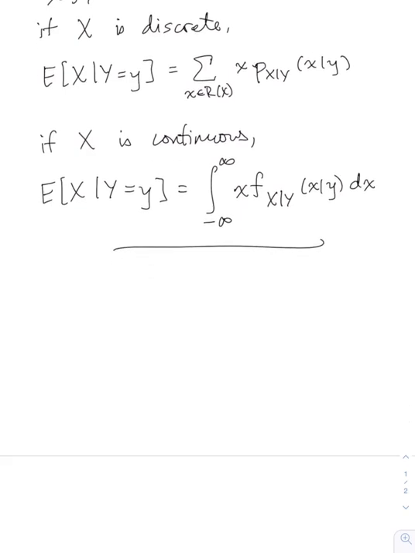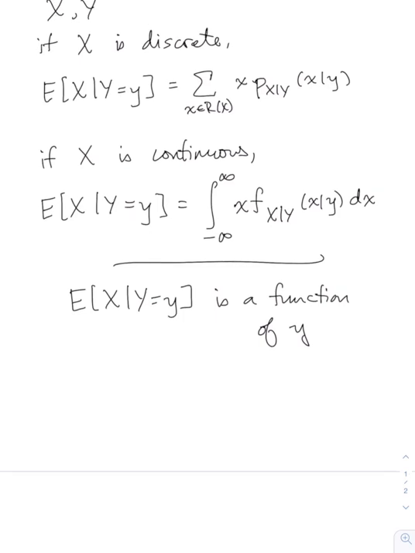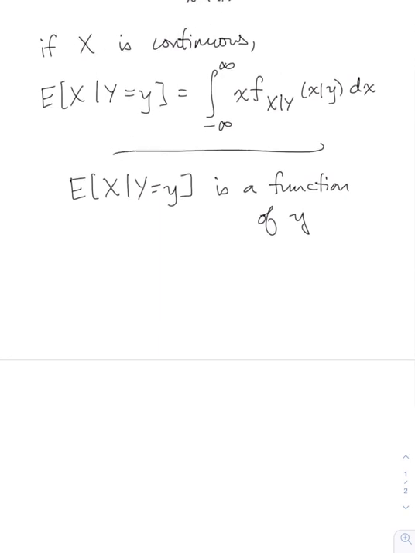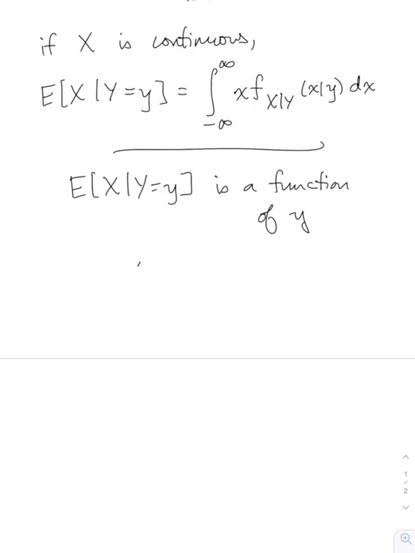Okay. Now, the expected value of x given y equals little y is a function of y. If you look back up in those definitions, in one case you sum out all the x's, the only thing left is a little y. In the other case you integrate out all the x's and all that's left is a little y. So when you're computing this thing, you're computing a function of little y. And we could give that function a name in particular examples, to make it easier to talk about. So let's say I named it g. So g of little y is the expected value of x given y equals little y.